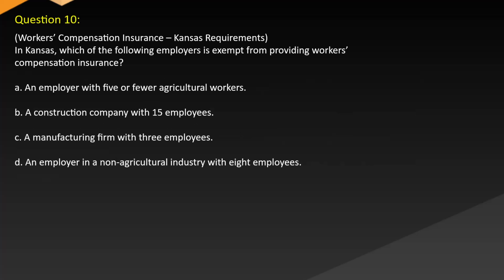Question 10. Workers' compensation insurance requirements in Kansas. Which of the following employers is exempt from providing workers' compensation insurance? A. An employer with 5 or fewer agricultural workers. B. A construction company with 15 employees. C. A manufacturing firm with 3 employees. D. An employer in a non-agricultural industry with 8 employees.